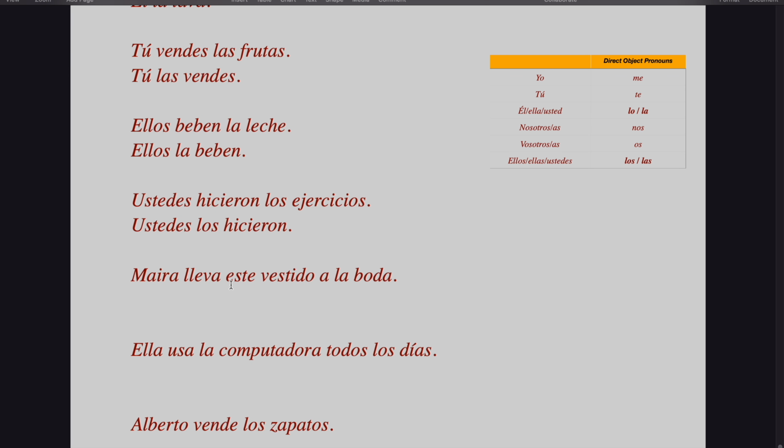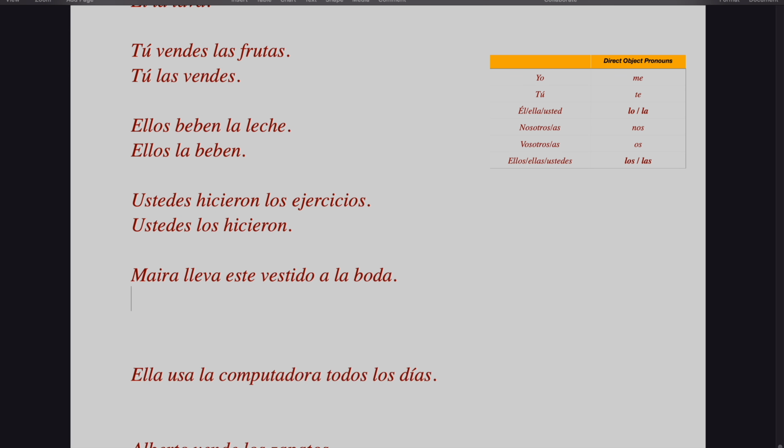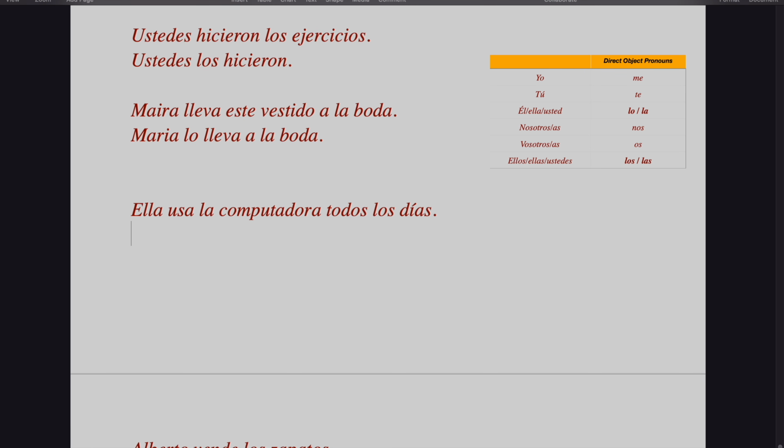So María lleva este vestido a la boda. María is wearing or carries this dress to the wedding. So María, este vestido, as you can see, vestido, a masculine noun, lo lleva a la boda. María carries it or wears it to the wedding. So ella usa la computadora todos los días. She uses the computer every day. So she uses it every day.